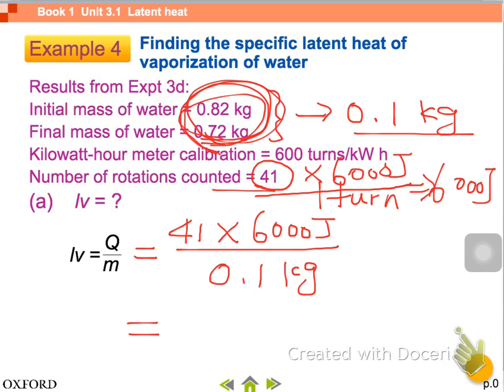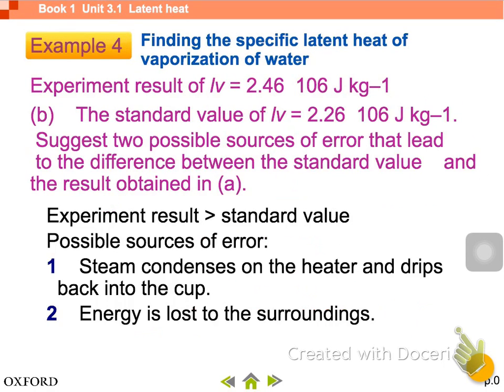So you can quickly find out the answer by using the calculator. It should be 2.46 times 10 to the power 6 joule per kilogram. So the calculation is not difficult if you understand how to find out the energy by using the kilovolt hour meter. And also, usually the experimental value is higher than the standard value.